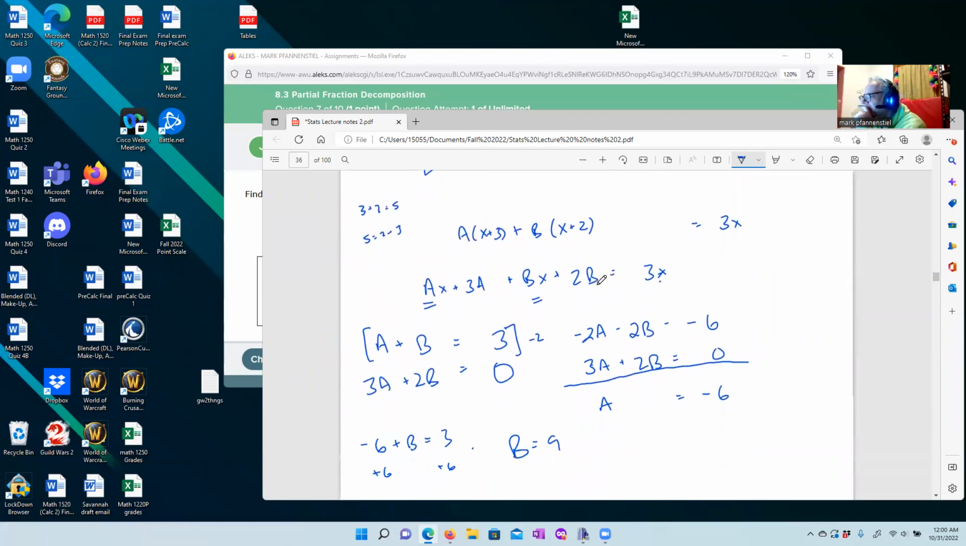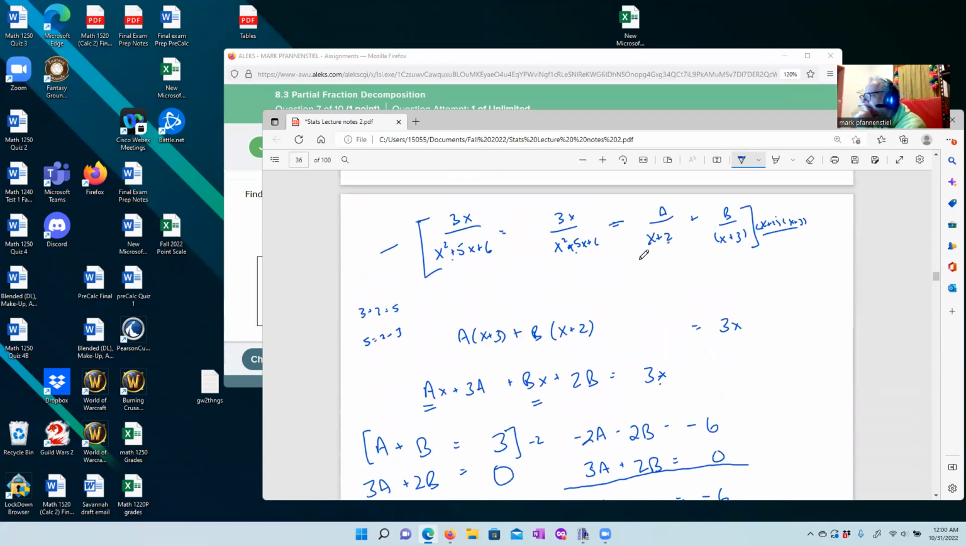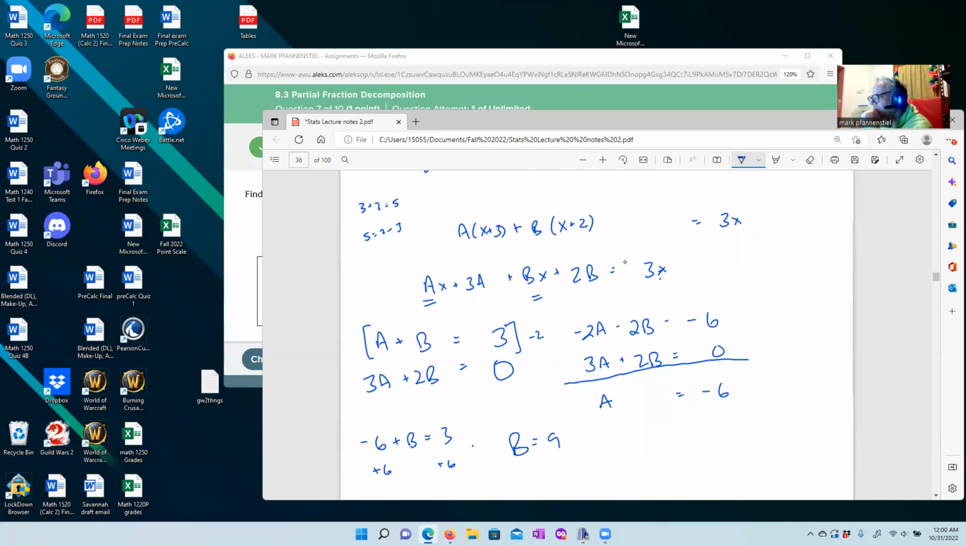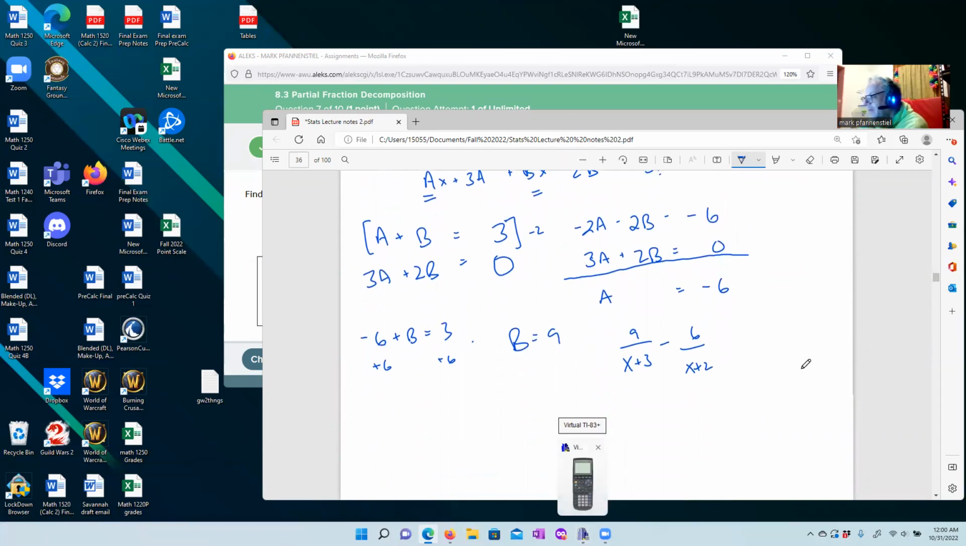So we're going to say this is going to be 9 over x plus 3. So we can say this is 9 over x plus 3 minus 6 over x plus 2. We could write it that way. Okay, and if you want to write it so it's like negative 6 over x plus 2 plus 9 over x plus 3, same thing, same difference.